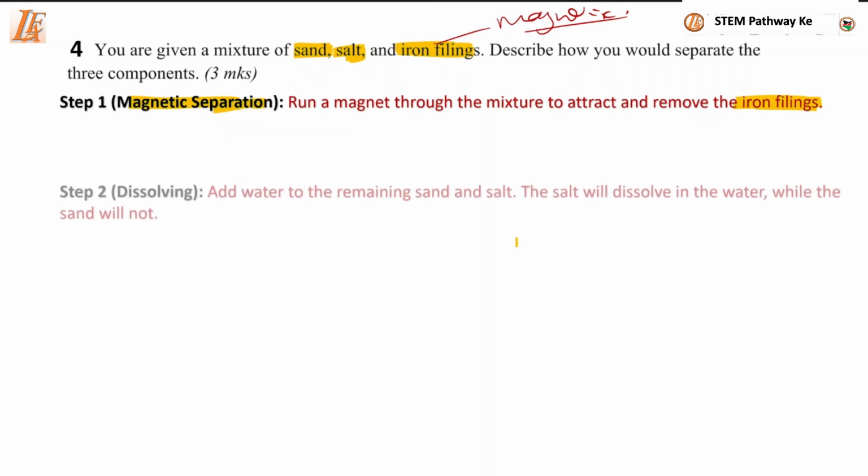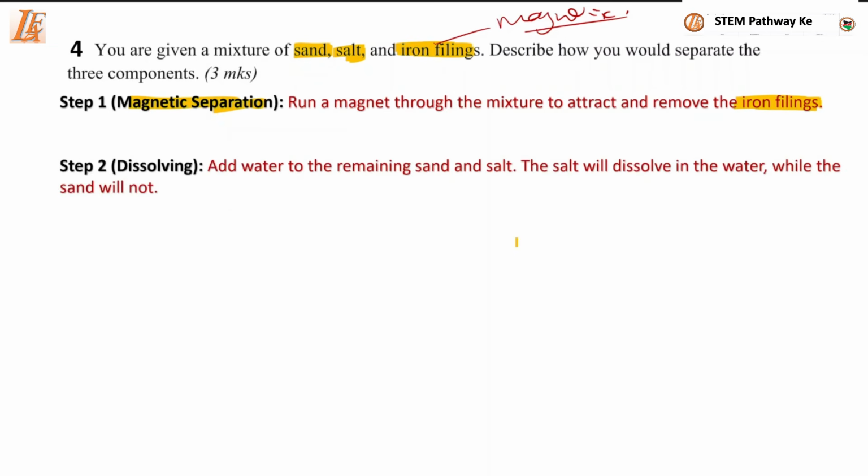Then the second step is what we call dissolving. In dissolving, you add water to the remaining sand and salt. Salt will dissolve in water, while sand will not. So once salt dissolves, you have sand as a solid, and you remain with a salt solution in the mixture.